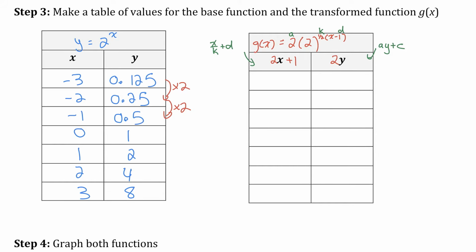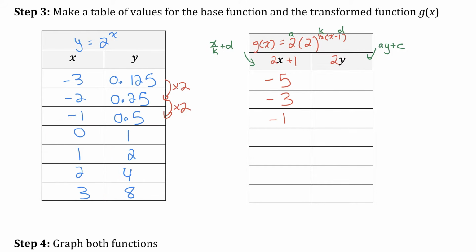So basically I just have to double all of those and add 1. When I do it to -3, when I sub that in for this x, 2 times -3 is -6, plus 1 is -5. Let's now do it for -2. 2 times -2 plus 1 is -3. For -1, sub it in for this x, 2 times -1 is -2, plus 1 is -1. And then you could do it for the remaining values.